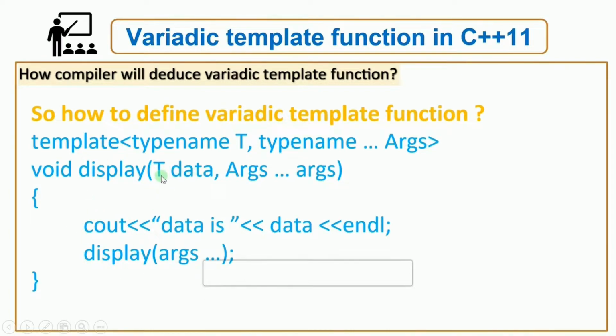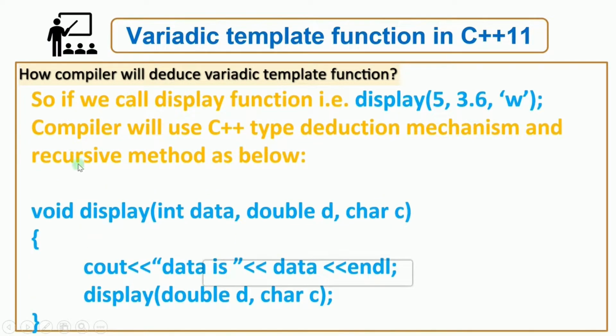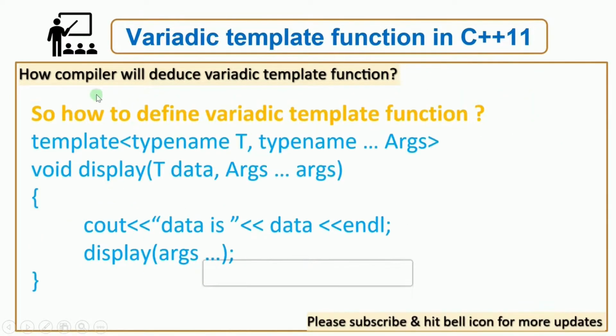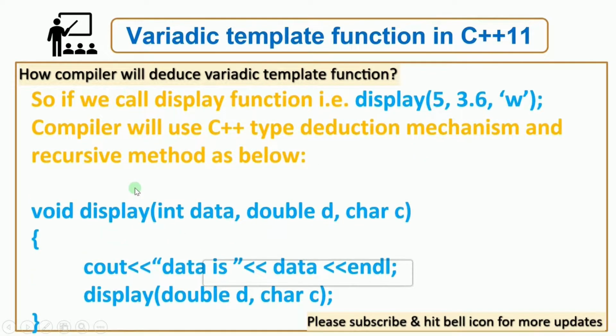Here, the first parameter is capital T data, comma, Args, then a triple dot, then args, like this. But we are calling the display function and passing 3 arguments. So the compiler will use the C++ type deduction mechanism, as well as the recursive method. You have to define it in this format, but the compiler will deduce it using the recursive method. Let us see how the compiler will deduce in this manner.